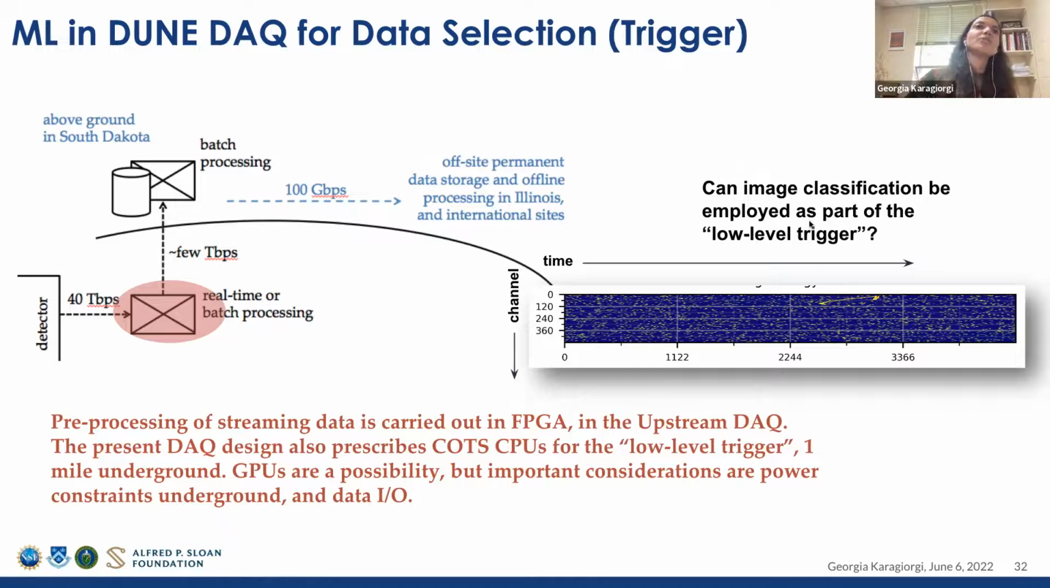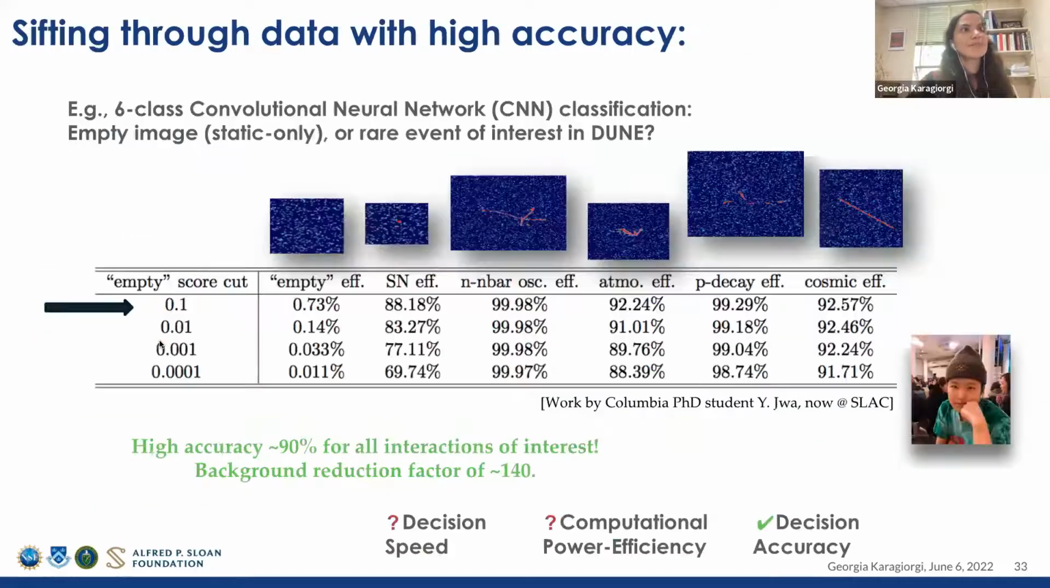And then the question is whether image classification can be employed as part of low-level trigger. This is something that we studied a while ago with a student who just graduated from my group here at Columbia. In particular, we studied the possibility of using a convolutional neural network to classify simulated image frames from one such DUNE cell in terms of three possible classes: whether it is an empty frame, whether it contains a supernova event, or whether it contains one of four possible types of high energy interactions.